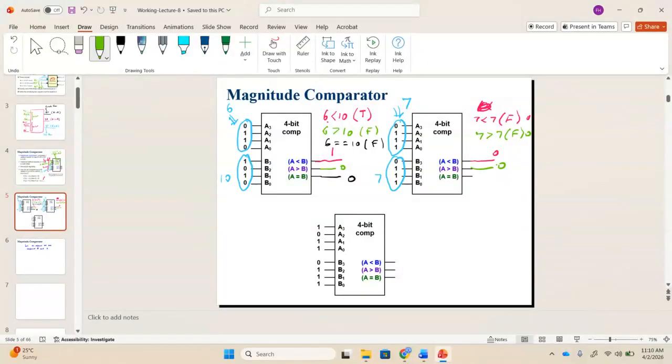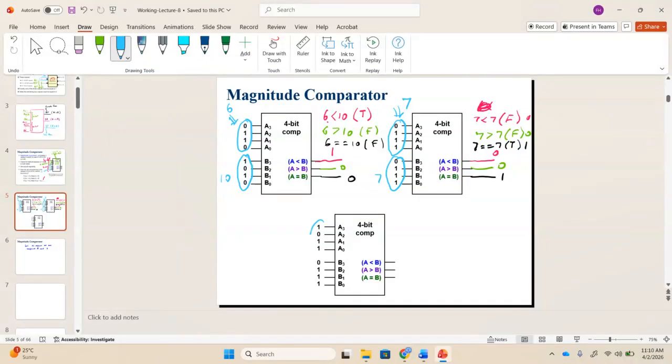And now you can see the other value, which is the black color: 7 is equal to 7. True or false? True, and it's 1. Any question? And again, we have another scenario.